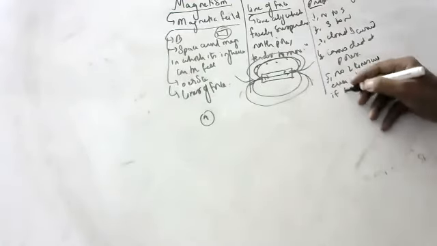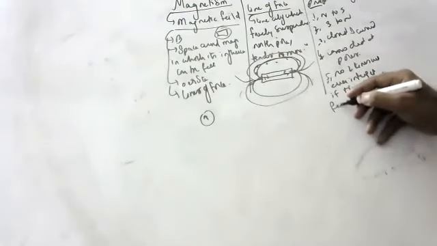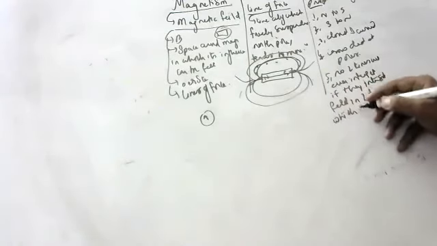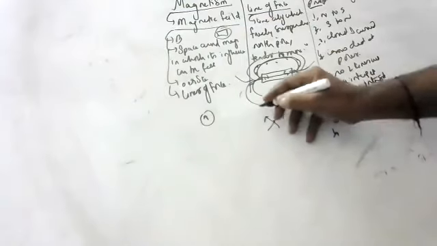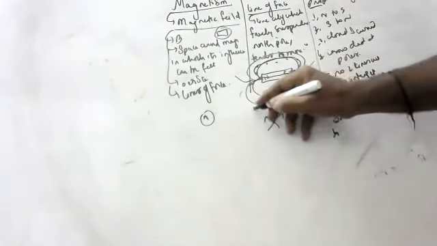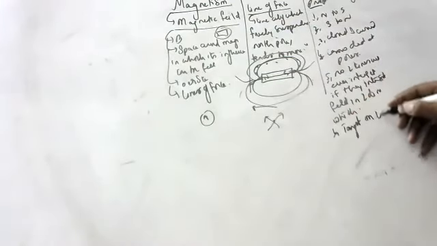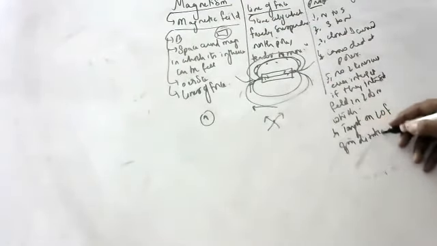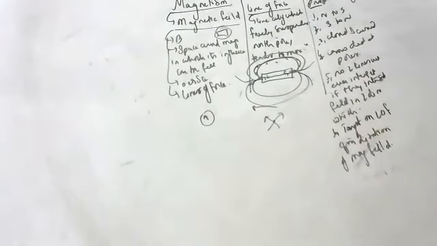Why? If they intersect, the field is in two directions, which is not possible. No two lines will ever intersect like this, children. And if you draw a tangent on a line of force, the tangent gives the direction of the magnetic field.